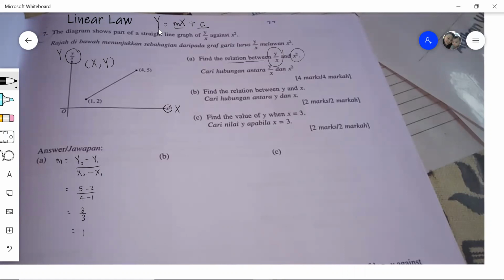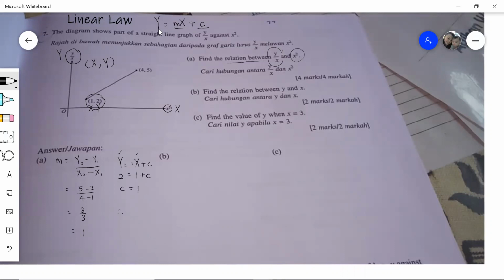Okay, and with that, we need to find the c. So let's substitute y equals to mx plus c. Our m is 1. So 1x plus c. Now, where can I get my capital X and capital Y? You just take any coordinates. So in this case, let's take this. So this will be our X, 2 will be the Y. So whenever we see capital Y, we replace with 2, whenever we see capital X, we replace as 1. So c will equal 2 minus 1, we got 1.